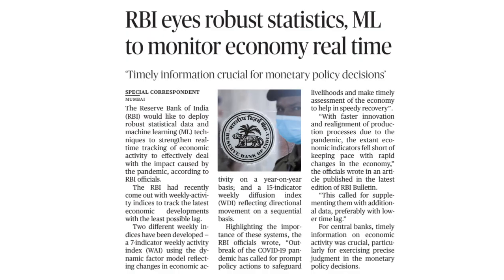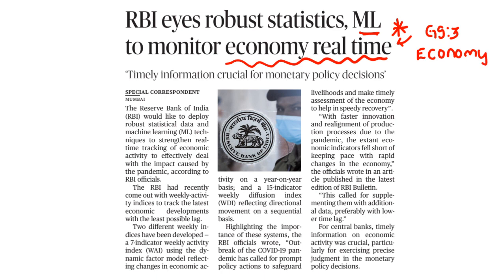This is the next important article: RBI eyes robust statistics and machine learning. ML means machine learning, to monitor the economy in real time. Clear? The article is very important from the GS3 economy perspective. It says that timely information is crucial for monetary policy decisions. For monetary policy decisions, information for RBI is very important.